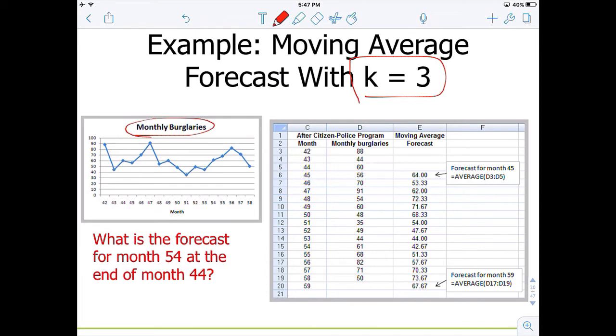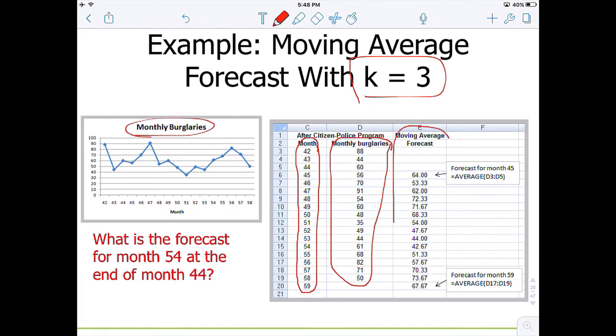As you can see, we have the monthly burglaries data here. We have it in our Excel file. I'll switch to Excel in a minute. What we see here is that we have the month number in the first column, and monthly burglaries in the second column. Those are the real data. And then we have the moving average forecasts in the third column.